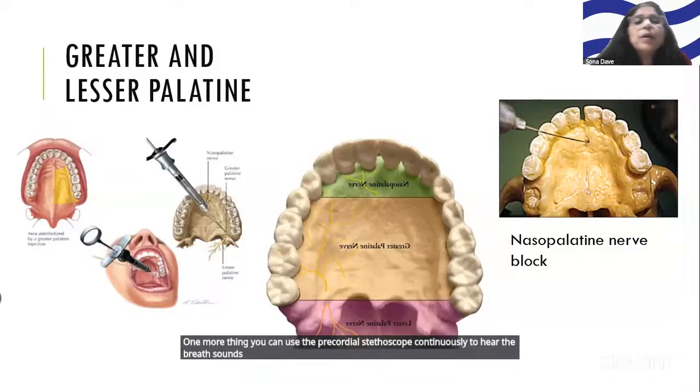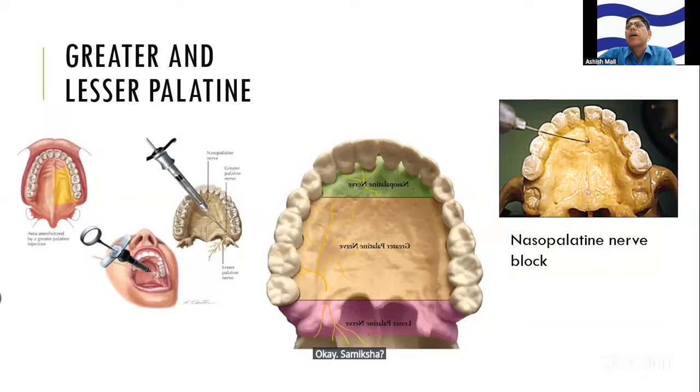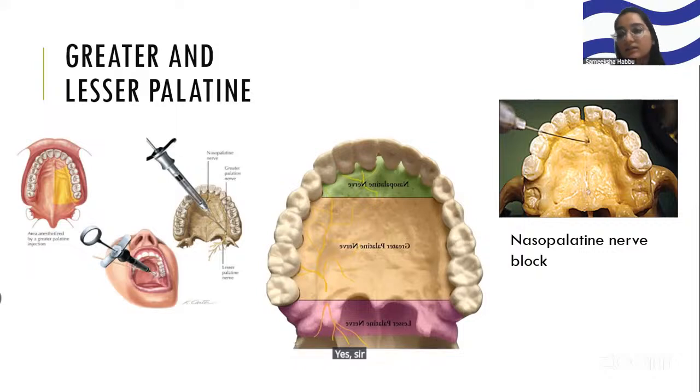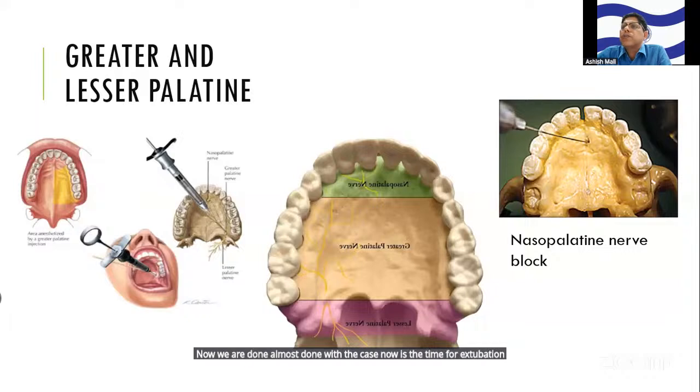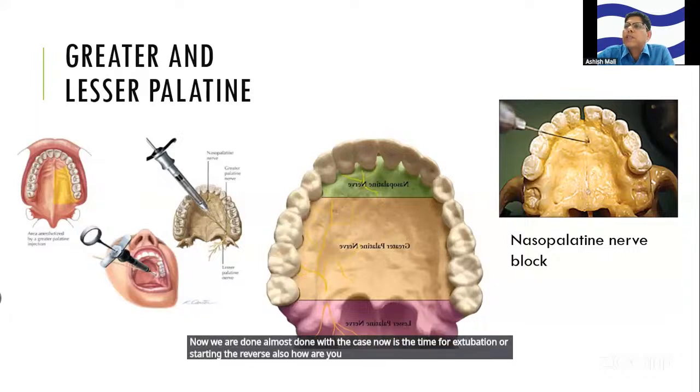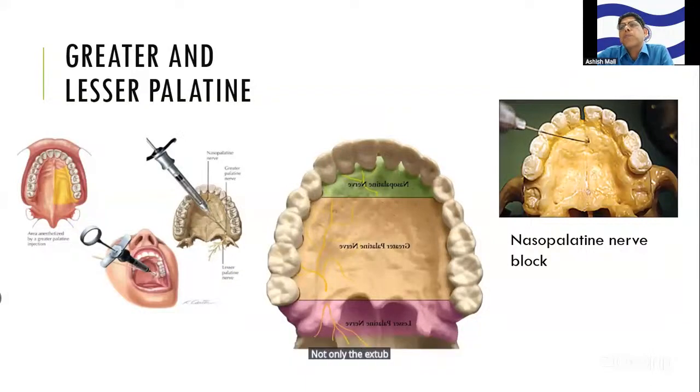Okay. Samiksha, can you hear me? Yes, sir. Now we are almost done with the case. Now is the time for extubation or starting the reversal. So how are you going to go about that? Because this is a very important phase, not only the extubation, but also the post-operative phase. So how are you going to go about that?